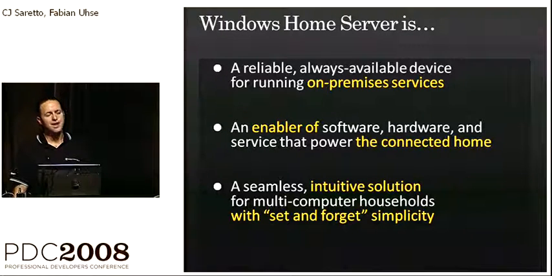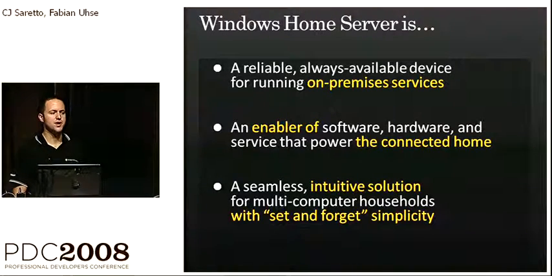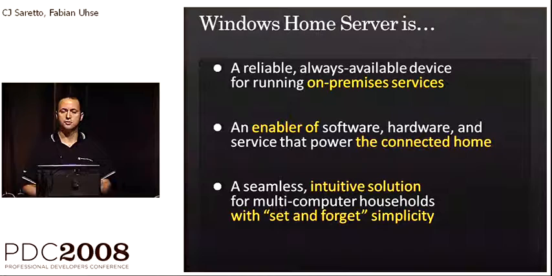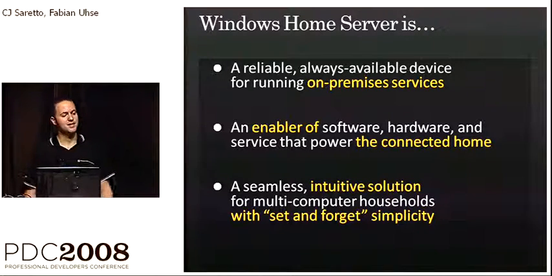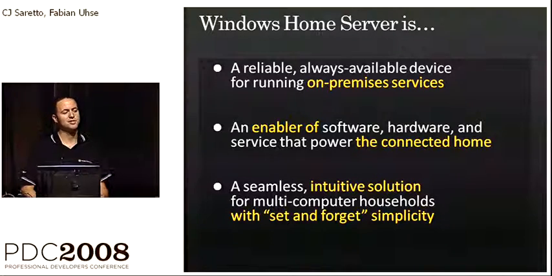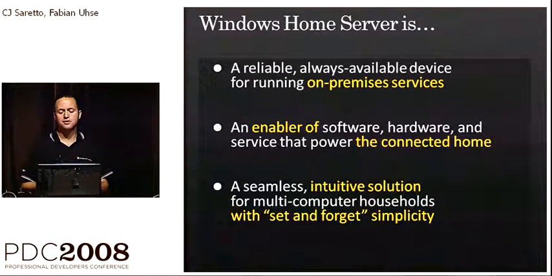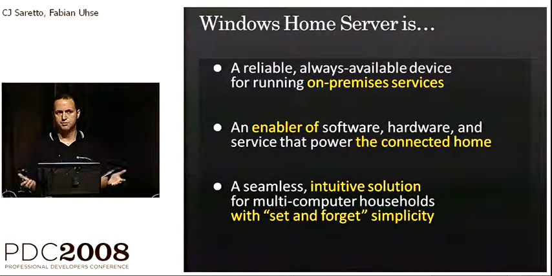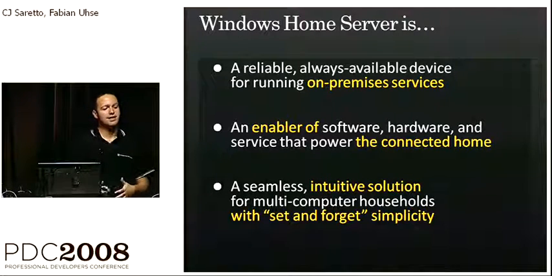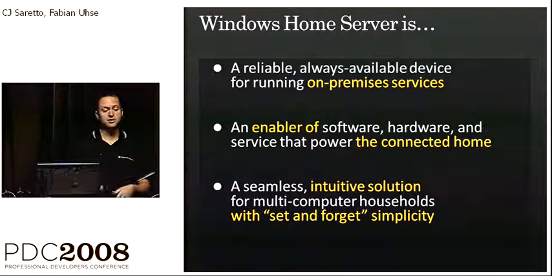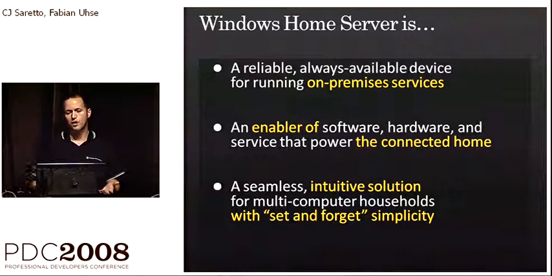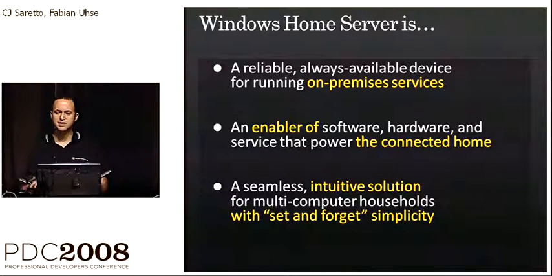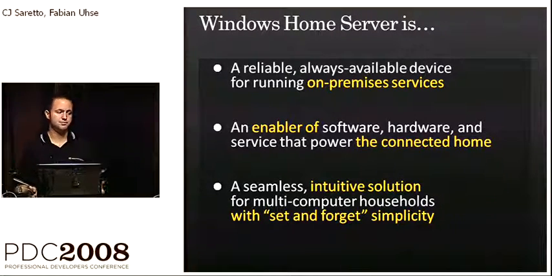Home servers are reliable, always available nodes in your home network for running on-premises services. You've heard a lot today about services that run in the cloud, or yesterday and today, about services that run in the cloud. Windows Home Server is a place to run services in the home, and that includes services that ship with Windows Home Server, as well as services that will be developed by people like yourselves. Home Server is the brain, or we envision it to be the brain of a connected home, where software, devices, PCs work together to deliver seamless experiences to our users.